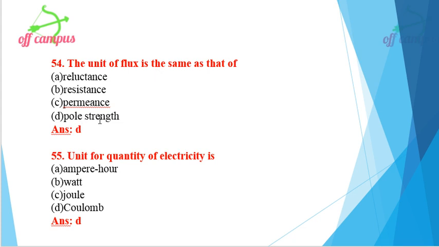So, for pole strength only we are getting the unit as Weber. So, option D, pole strength, is the right option. Then 55, unit for quantity of electricity is. So, 4 different options are given. First of all, what is the quantity of electricity? Quantity of electricity refers to charge. So, what is the unit for charge? Coulomb. So, unit for quantity of electricity is nothing but Coulomb. Option D, Coulomb, is the right option.